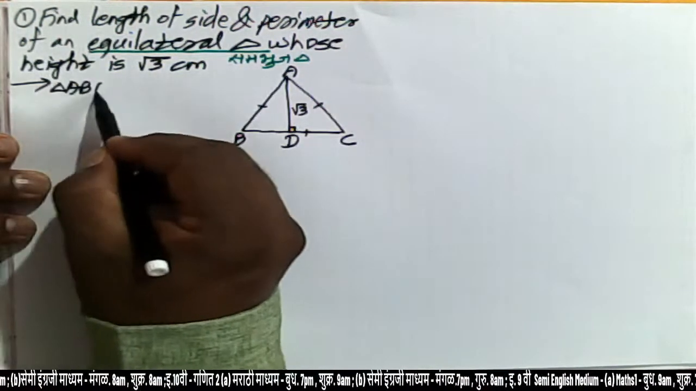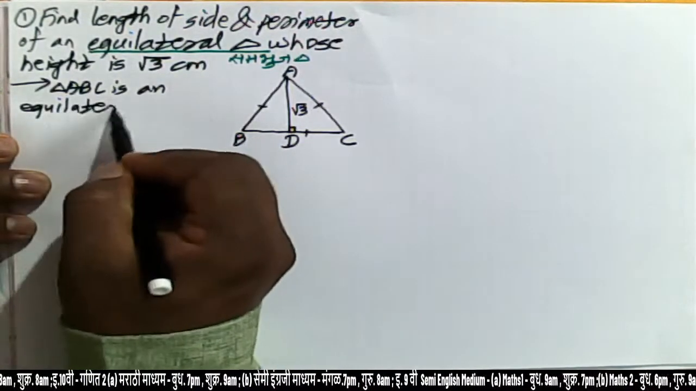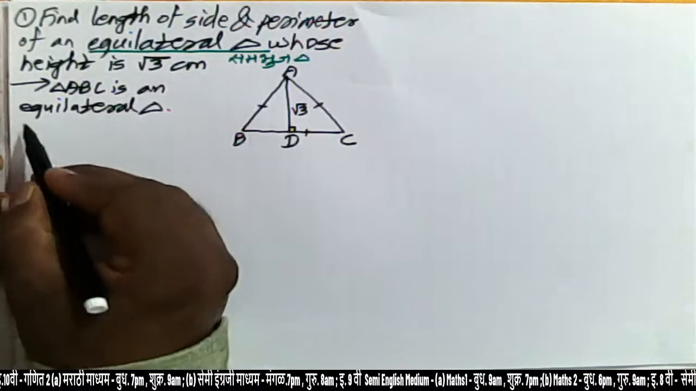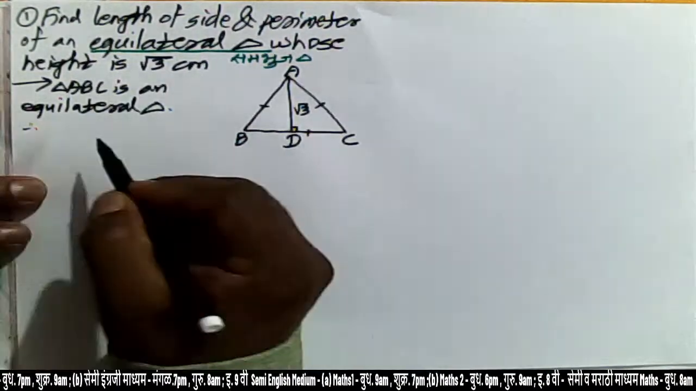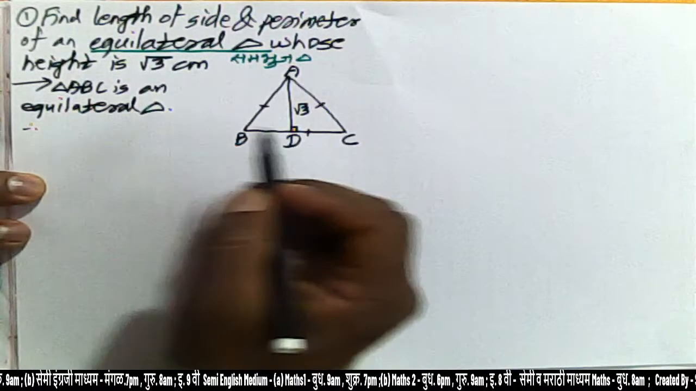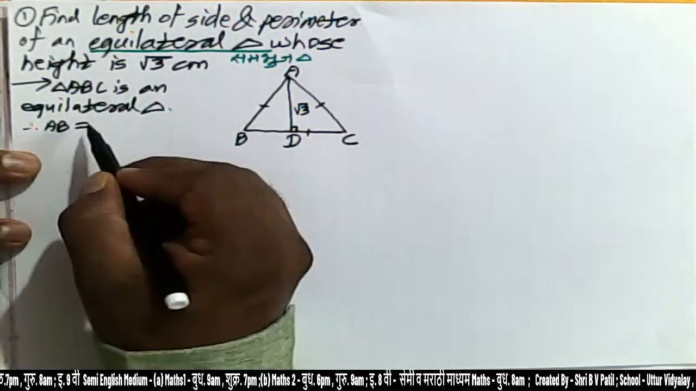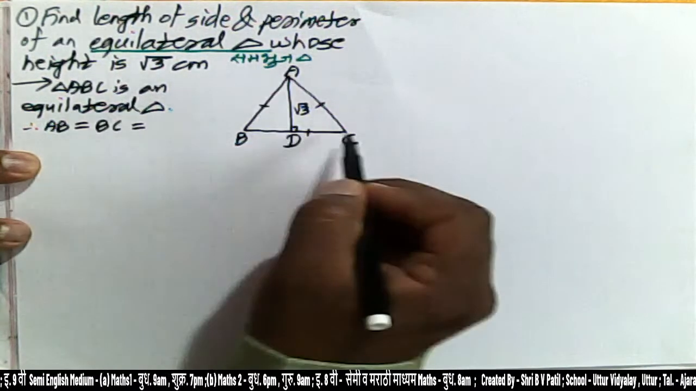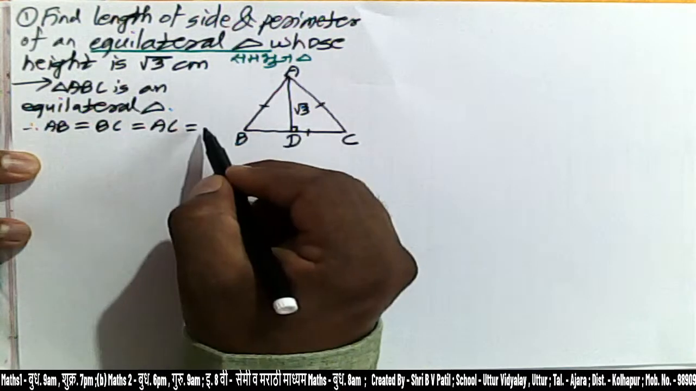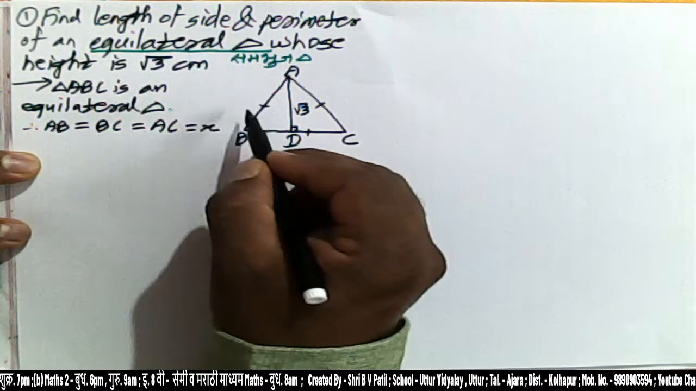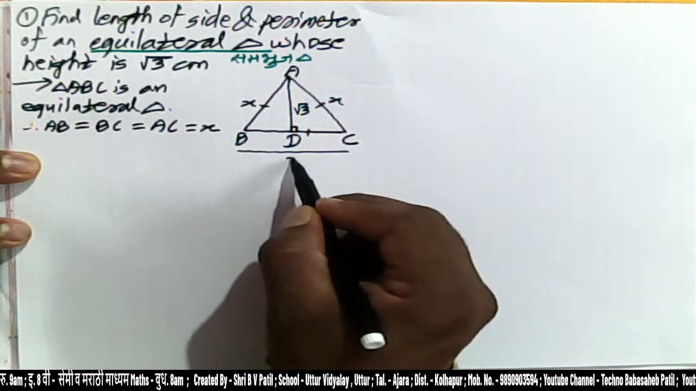Triangle ABC is an equilateral triangle. Therefore, three sides are congruent, that is AB is equal to BC is equal to AC. All sides are congruent. Each side we consider x, here x, here x, and here also we get x.